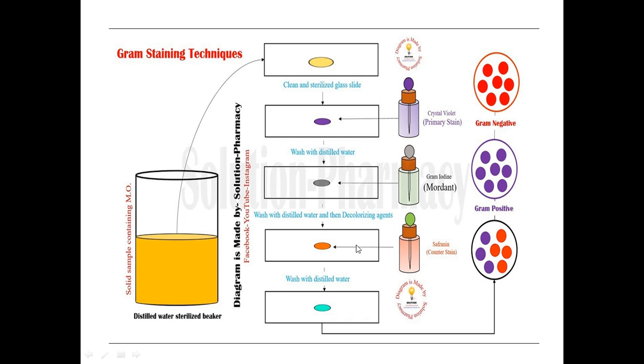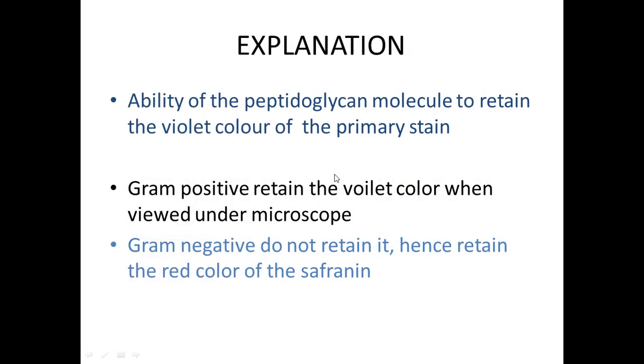What is well explained? Let's see. Now, this is the whole explanation of the gram staining procedure. The gram staining procedure is very simple. It is just the ability of the peptidoglycan molecule to retain the violet color of the primary stain, or the crystal violet. That is the main idea. Gram-positive bacteria will retain the violet color when viewed under the microscope because they have a very thick peptidoglycan cell wall which will retain the violet color of the crystal violet.